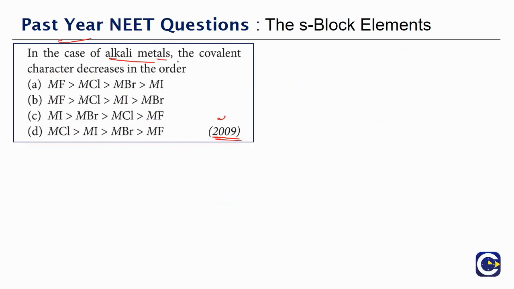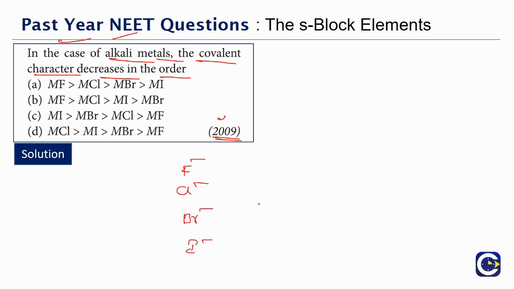In the case of alkali metals, the covalent character decreases in the order. So here when we look at the covalent character, all these are what? Alkali metals. Alkali metals means whether it is sodium or potassium or any of them. Now alkali metal halides is what we are talking about. So if we look at the F minus, Cl minus, Br minus, I minus, all the halides, we are taking the same cation. The difference is only coming in terms of the anion.